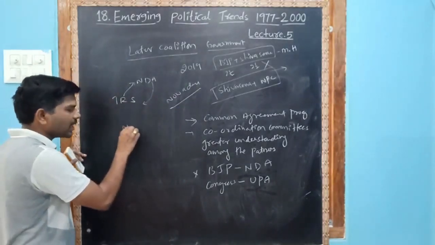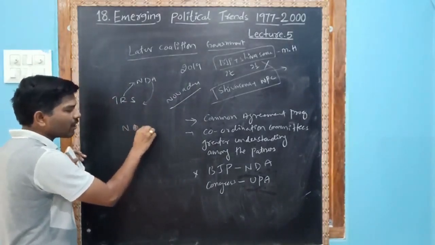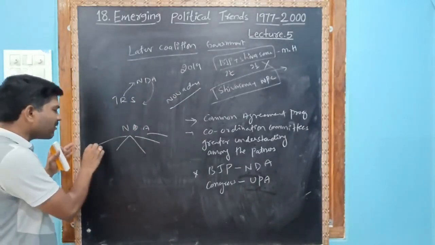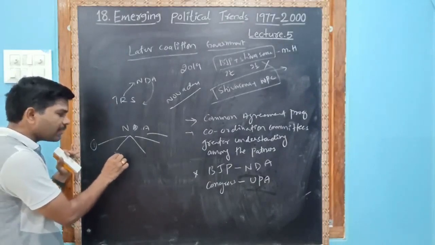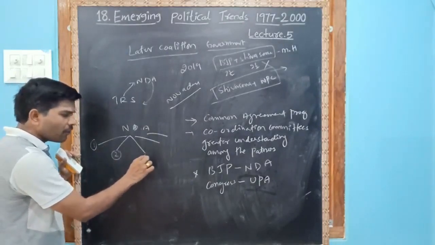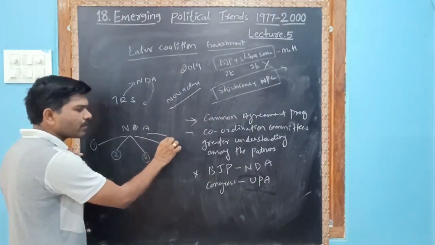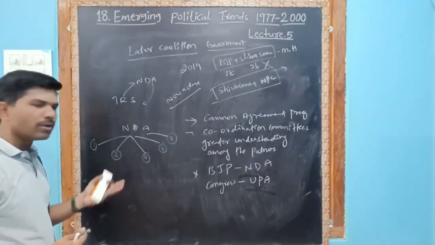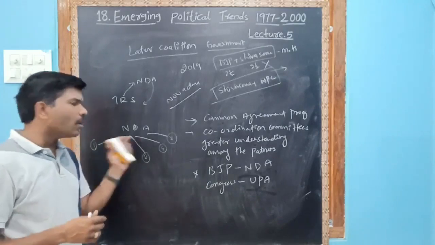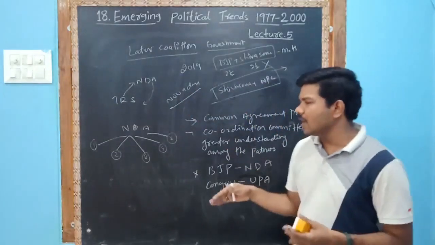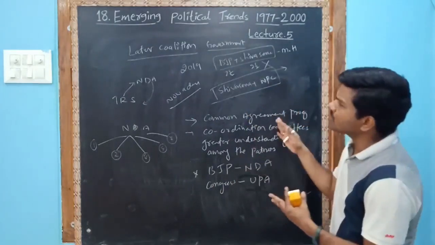Example, the NDA has four or five friends. So one ministry will be given to this party, a second minister post to this party, a third minister post to them, a fourth minister post to them, a fifth minister post to them. So the power is also shared among them. So this is the present scenario of coalition government.